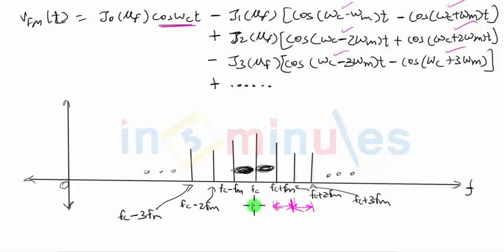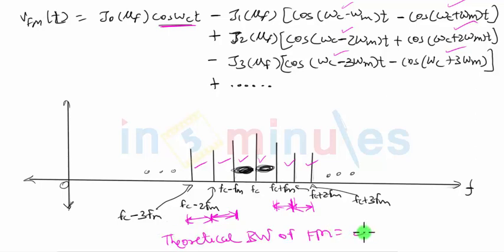On the other side, you can see starting from Fc to Fc minus Fm is the first lower sideband. After that, from Fc minus Fm to Fc minus 2Fm is the second lower sideband. From Fc minus 2Fm to Fc minus 3Fm is the third lower sideband, and so on. So right now we have shown 1, 2, 3 upper sidebands and 1, 2, 3 lower sidebands. There will be multiple sidebands. Theoretically, there will be infinite sidebands on both sides of the carrier frequency. And hence, when you calculate the bandwidth, the theoretical bandwidth of an FM signal is equal to infinite.